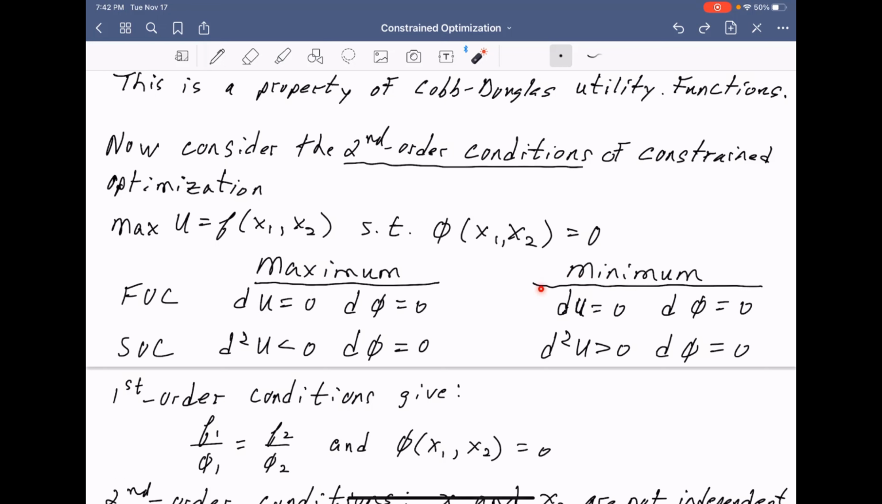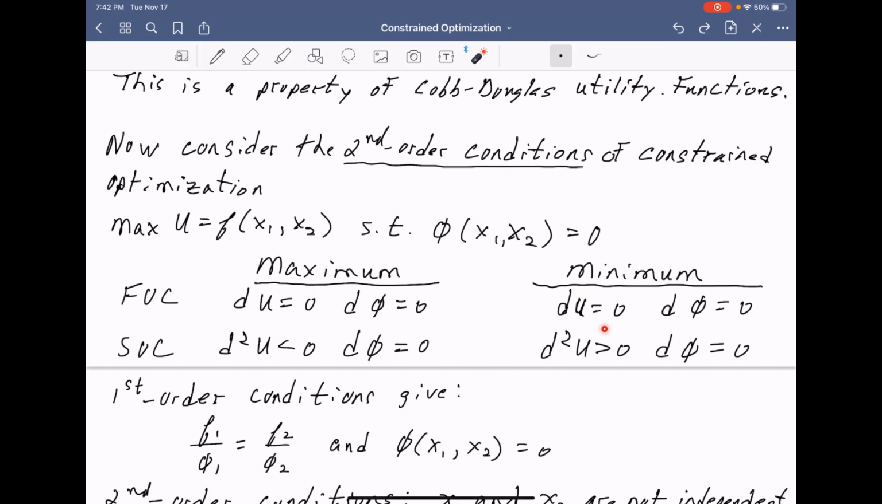The same thing for the minimum, and the second order condition says that the second derivative of the utility function must be declining, must be less than 0, and d phi must also remain 0.